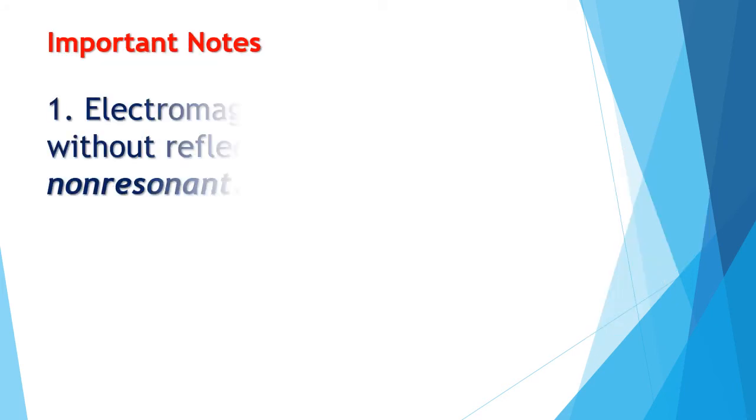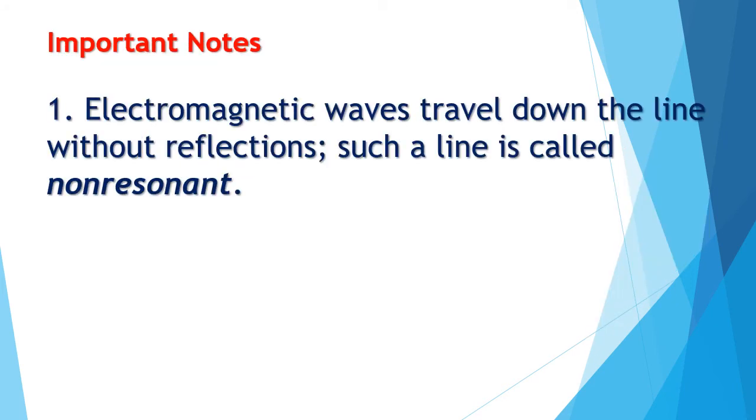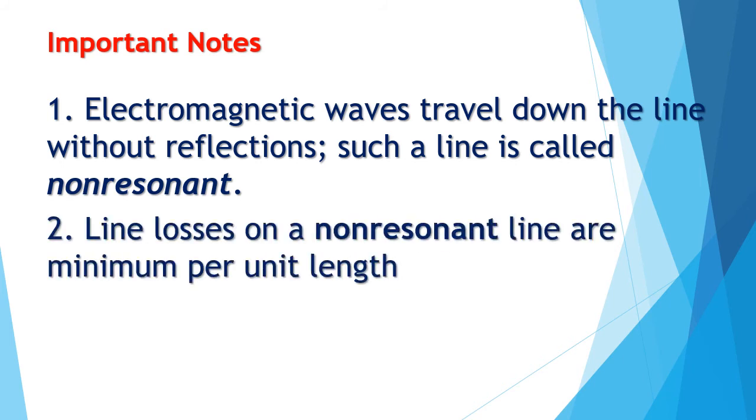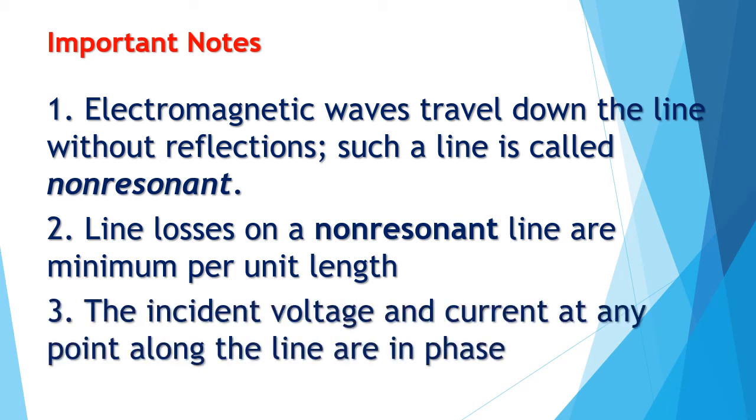Important notes. First, electromagnetic waves travel down the line without reflections. Such a line is called a non-resonant line or a non-resonant circuit. Second, line losses on a non-resonant line are minimum per unit length. Third, the incident voltage and current at any point along the line are in phase. So this is what we want, a non-resonant line.